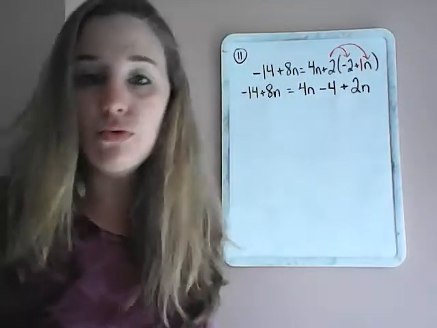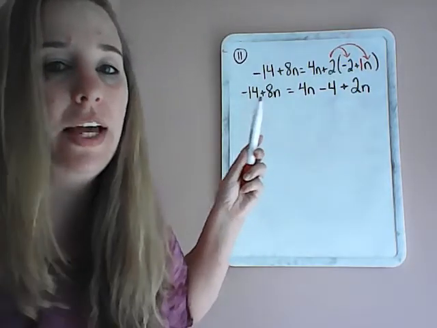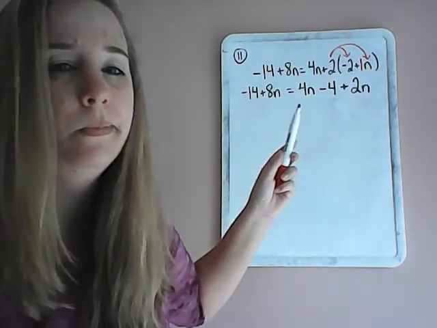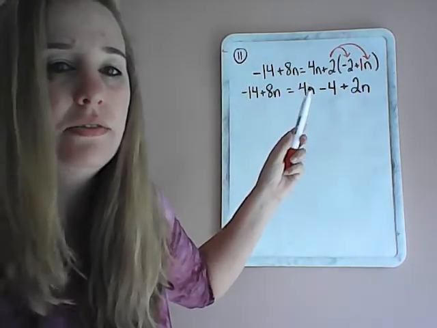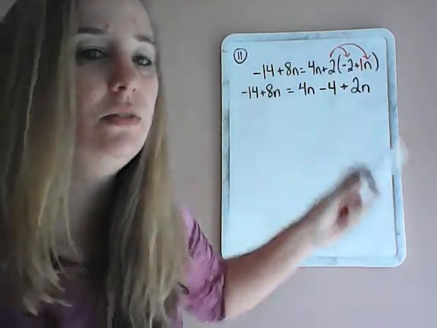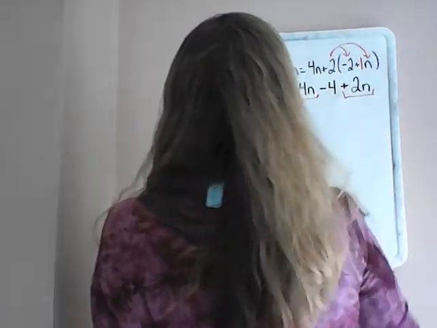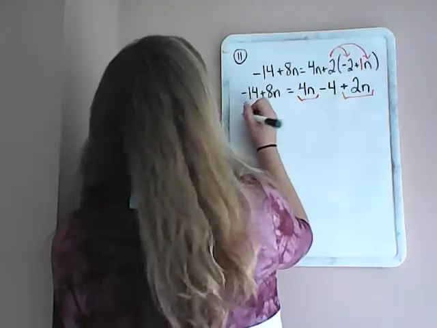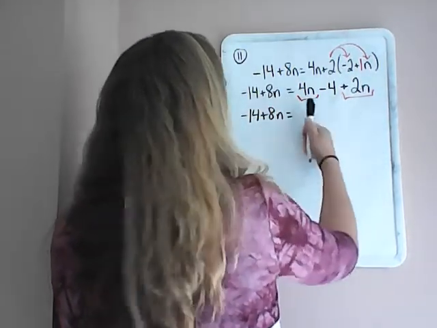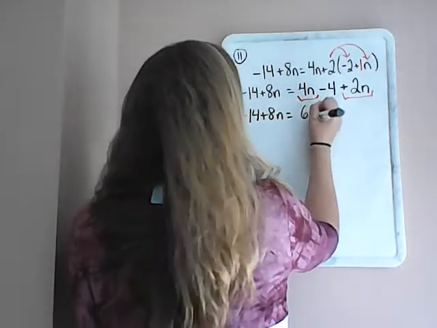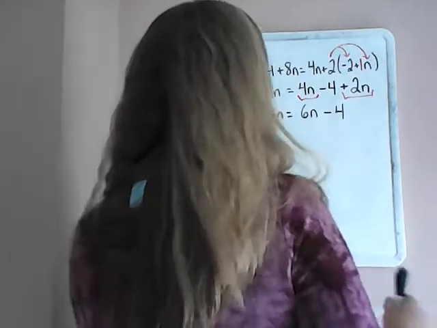Okay, step 2. Now we're going to combine like terms. We have no like terms over here. Do you see them over here? I see the 4n, the positive 4n, and the positive 2n. This one and this one. Again, I'm just going to rewrite this side. It's not that serious. Just copy it down real quick. 4n plus 2n is 6n. And this minus 4.